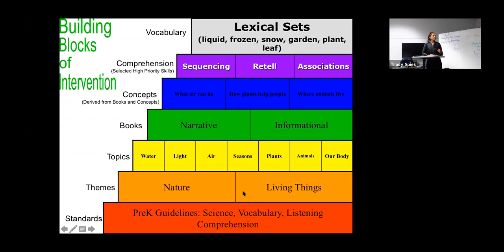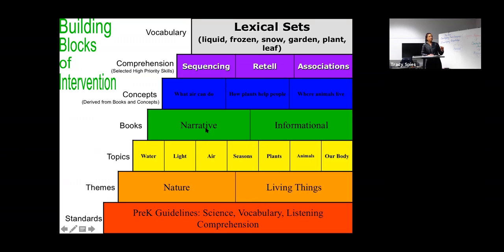I start with my science and social studies and language development guidelines. My themes: nature, living things. I choose smaller topics because I'm going to take 1 week to focus on a small topic. So 1 week, what can water do? Next week, what can light do? Another week, what can air do? Another week, what are the seasons? It was really a focus on change, the concept of change.